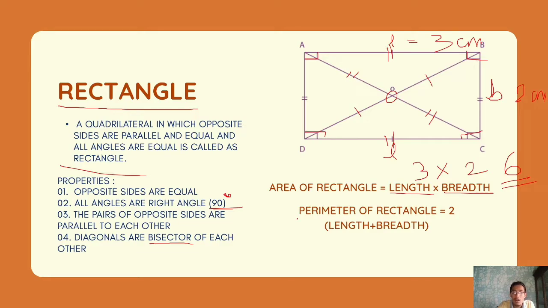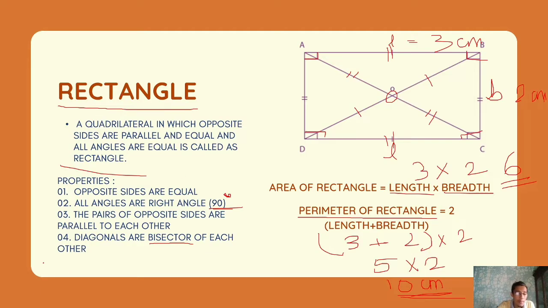Okay. Now another formula, that is perimeter of a rectangle. So the formula is 2 into (length plus breadth). So length is 3 plus breadth is 2. This must be multiplied by 2. So 3 plus 2 becomes 5, into 2. So this is 10. So the perimeter of the rectangle is 10 centimeter. Okay, you have to learn this formula properly.